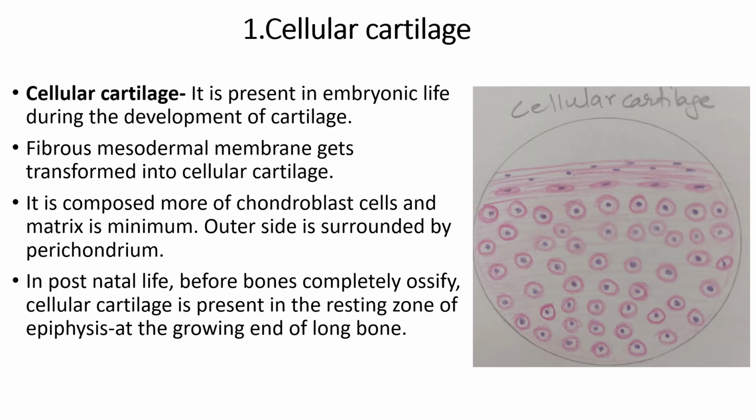In embryonic life, during development of a cartilage, the fibrous mesodermal membrane gets transferred into cellular cartilage. So, the cellular cartilage is formed by chondroblast cells and there is minimum matrix. As the name suggests, cellular means more amount of cells are there and less amount of matrix is there, and the outer side of cellular cartilage is covered by perichondrium.